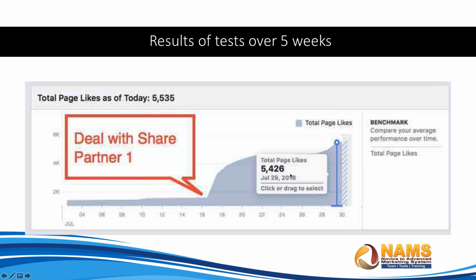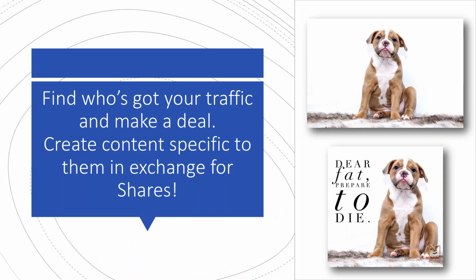And after that, this was this morning, so 5,426 page likes on this in 5 weeks. That's pretty good. Now, by the way, this one share starts carrying through, and people continue to click and tag their friends. And so the viral effect on that really takes off. So what does that tell you? You want share partners. You want to find share partners.